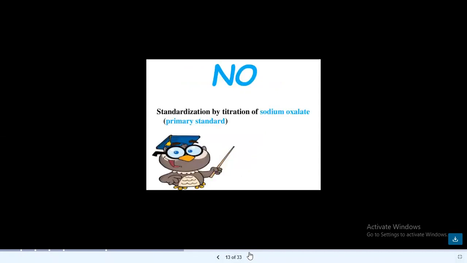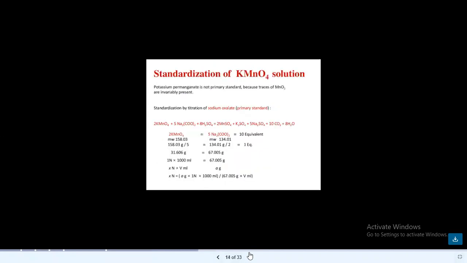Is this manganese, whenever we use it as a titrant, a secondary standard or a primary standard? We discussed earlier, it is a secondary standard, it needs to be standardized, we need to know its concentration. One, two or three important points make it a secondary standard. One, potassium permanganate is not a primary standard because traces of manganese oxide are invariably present. Inside it, manganese dioxide is present as an impurity.